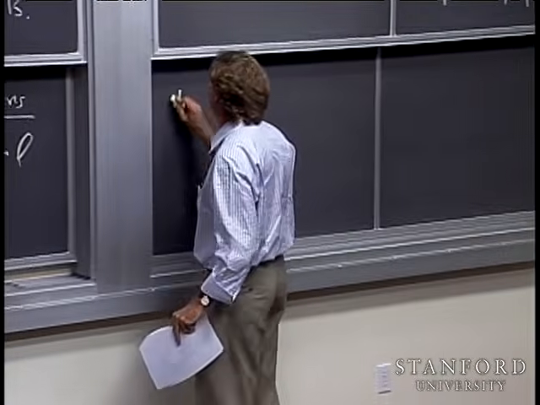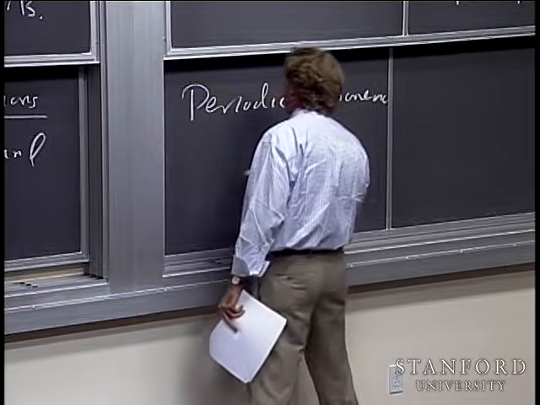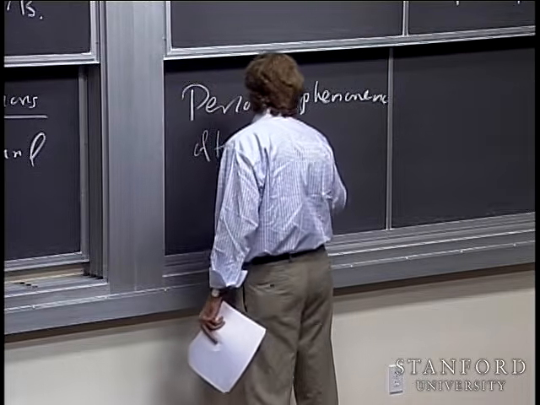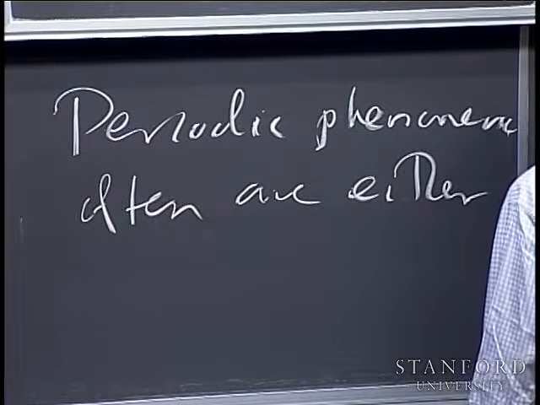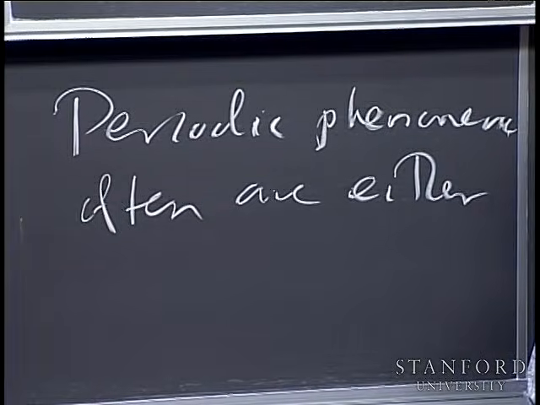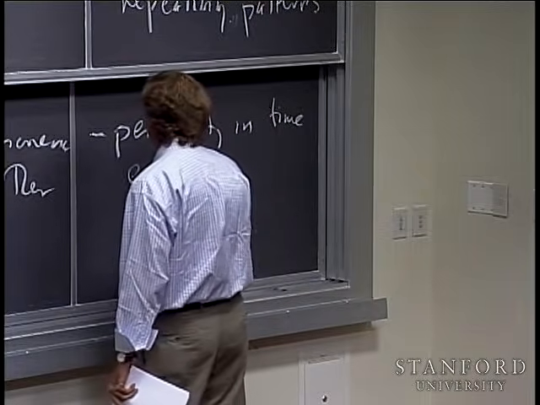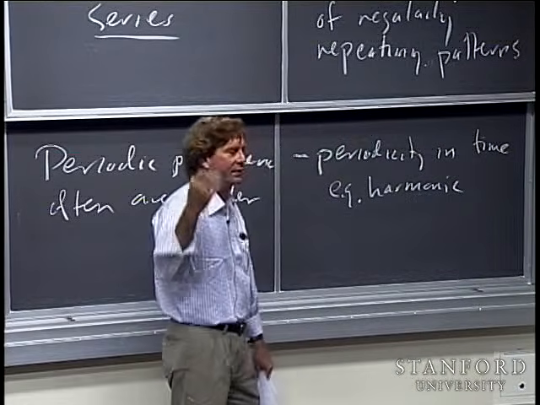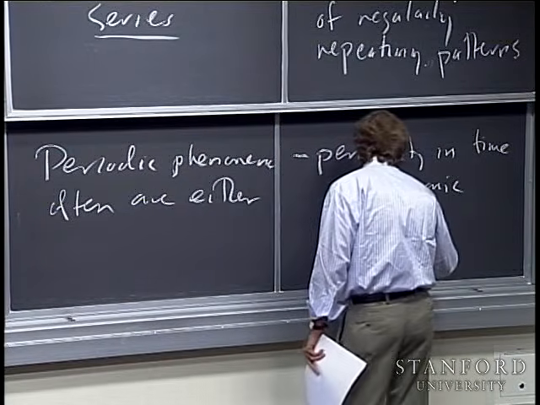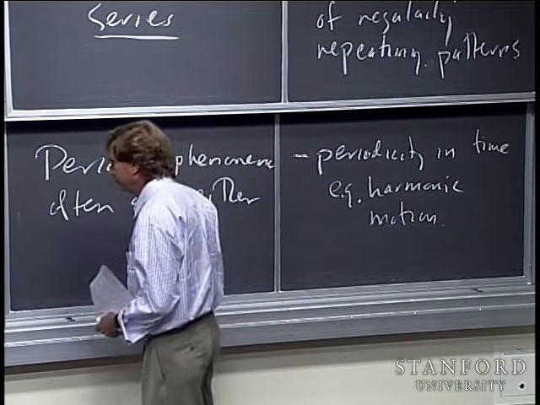So periodic phenomena are often either periodicity in time, a pattern repeats in time over and over again. You wait long enough and it happens again. So for example, harmonic motion. A pendulum, a thing bobbing on a string, for example, harmonic motion. Or periodicity in space. I'll go over here.